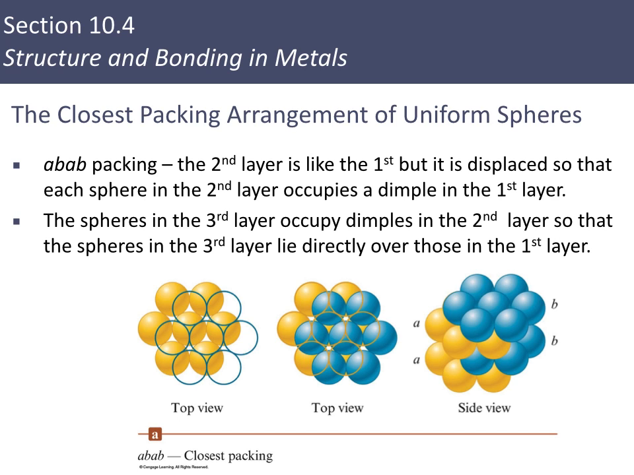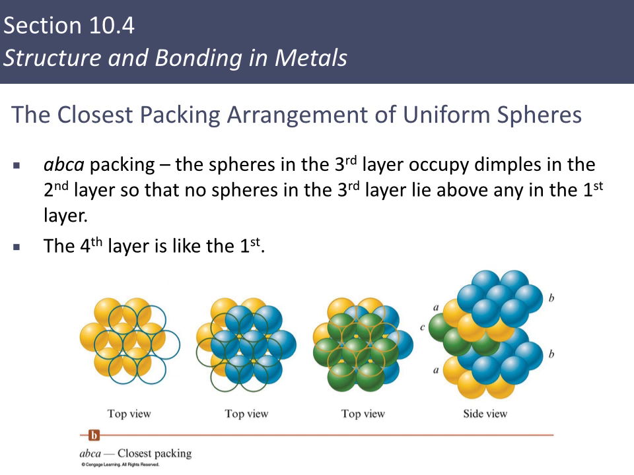So the closest packing model talks about two different ways that spheres can be oriented. In an ABAB packing, the second layer is like the first, but it's displaced so that each sphere in the second layer occupies a dimple in the first layer. The spheres in the third layer occupy dimples in the second layer so that the spheres in the third layer lie directly over the first layer, and that's why we call it ABA. These have a hexagonal unit cell.